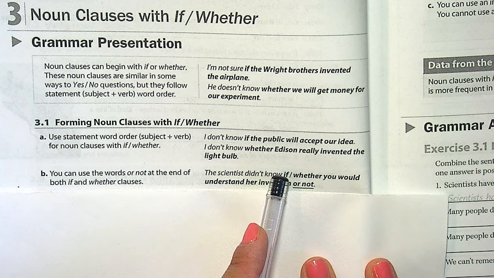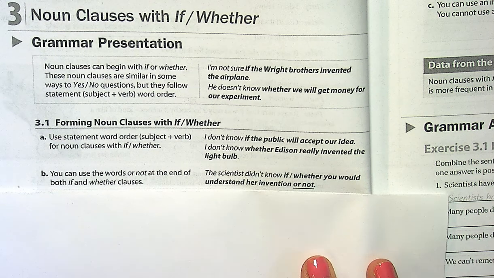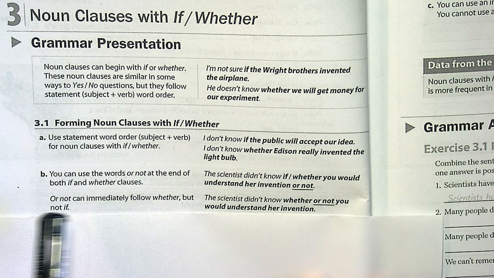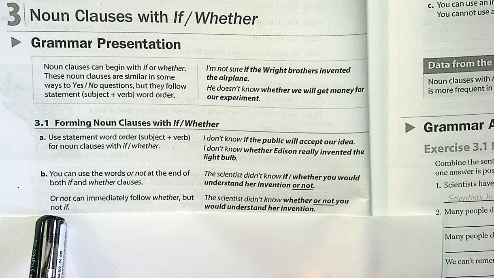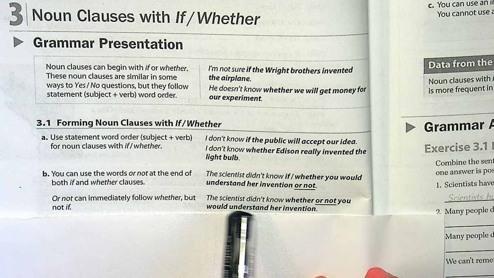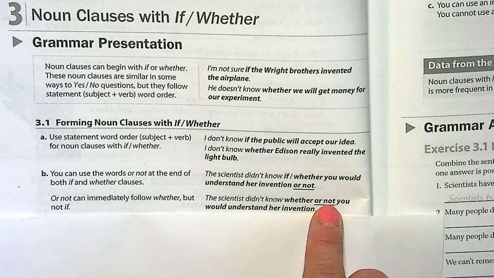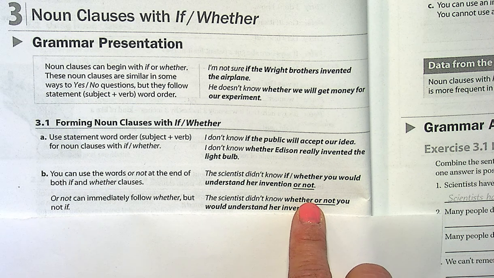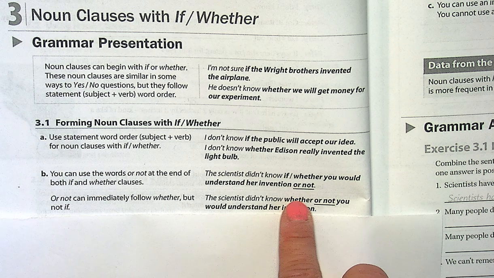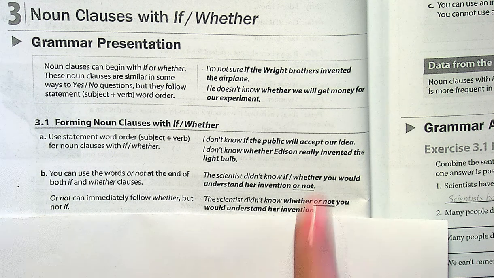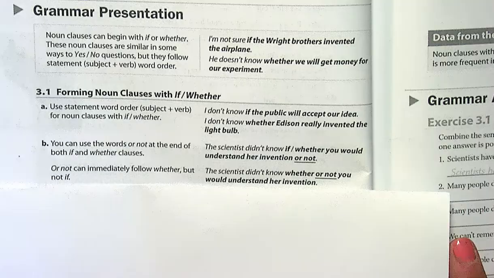And remember, you can use if or whether, but you must choose one. Or not can immediately follow whether, but it cannot immediately follow the word if. Let's take a look. The scientist didn't know whether or not you would understand her invention. In this case, we can move this or not directly after the word whether, but it cannot move directly after the word if. That is because this word whether gives us two options, so it's whether or not. And we can put it right here. But we cannot do that with if because if sometimes gives us more than one option.